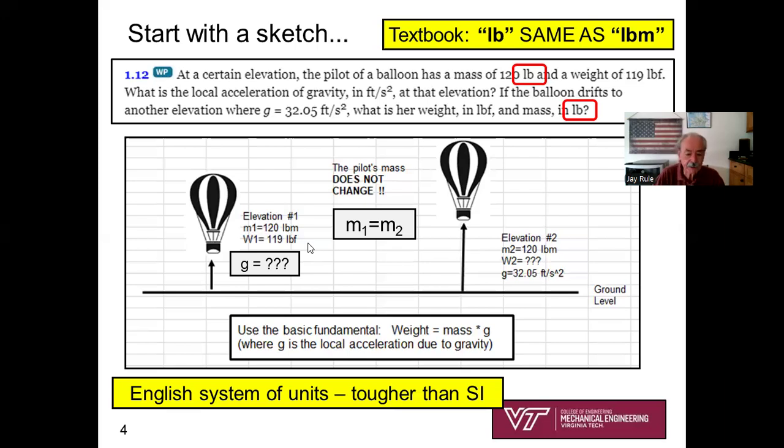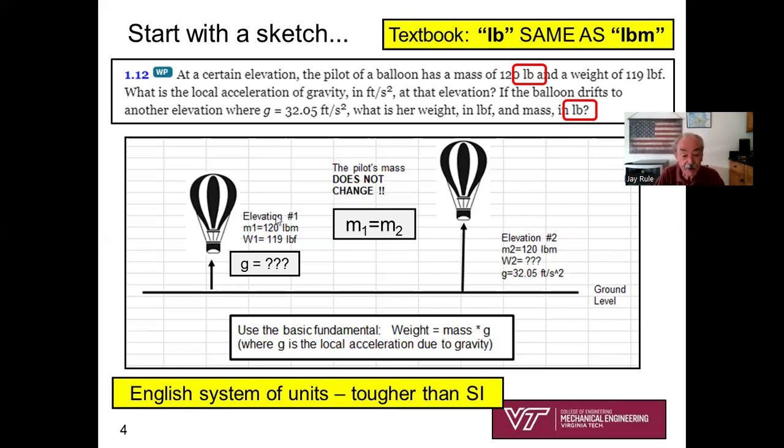Okay, back to the sketch. I've shown sort of, here's elevation 1. I've written down my given information, drawn a little sketch of a balloon, and I'm showing some elevation above ground level. And I'm saying what we're looking for, g equals question mark. Another thing, a pretty basic thing that's common sense 101. You don't need to read your textbook for this.